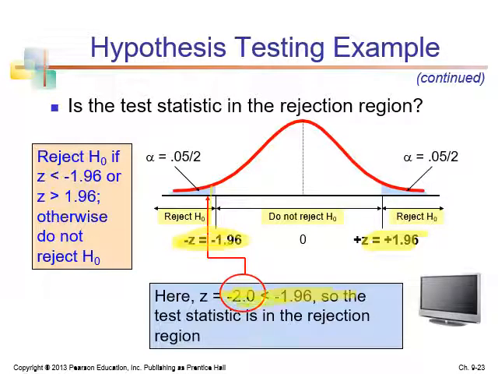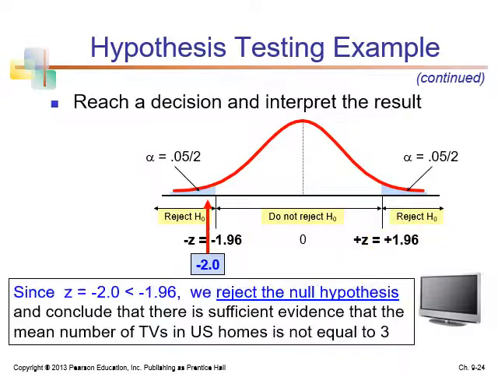So since the Z value that we calculated is less than the critical Z value from the table, the test statistic is in the rejection region. So what we do is we reject H0. So we reject the null hypothesis and conclude that there is sufficient evidence that the mean number of TVs is not equal to 3. Actually, 3 is quite high. You know, in my house we have 2 TVs, so 2 is a perfect number here actually.